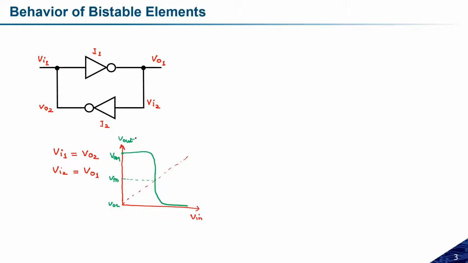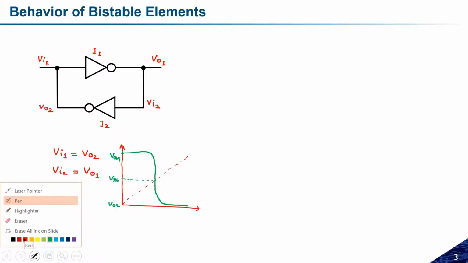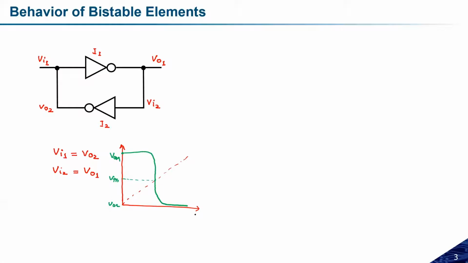So let us try to understand here. Suppose I am plotting the input-output characteristics of inverter 1. The input and output pattern will be something like this. Here this is VI1, and this axis is VO1. Similarly, now let us consider the second case. For inverter 2, the characteristics could be something like this.